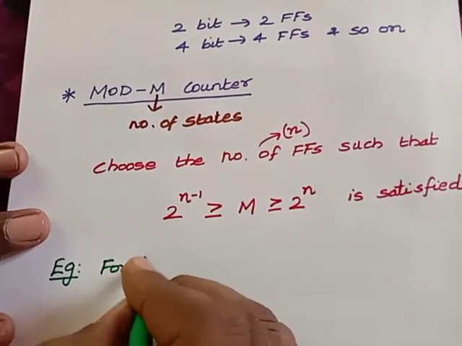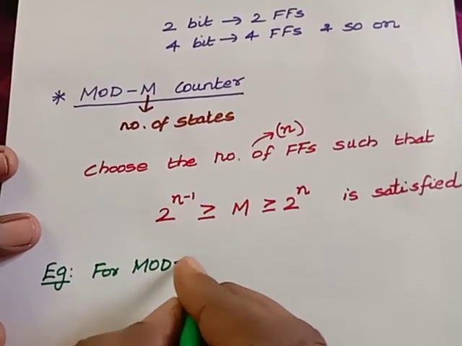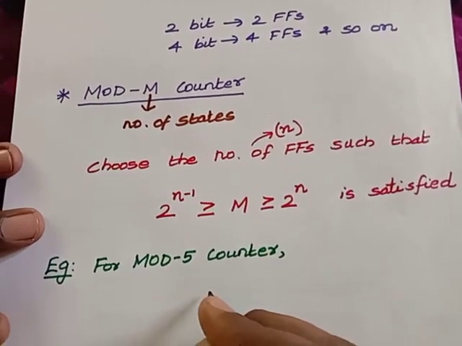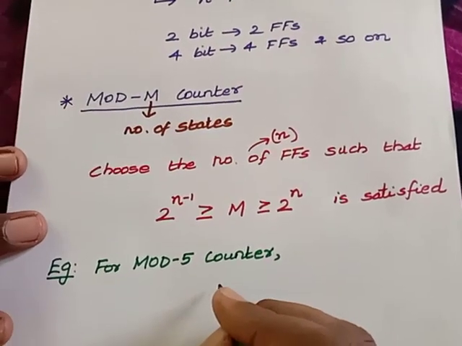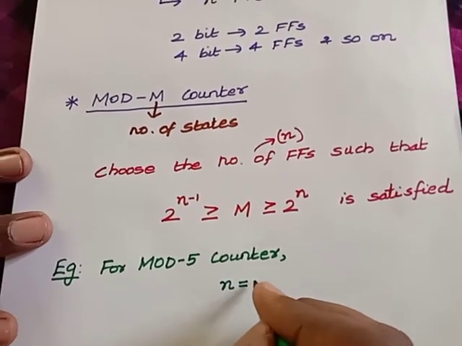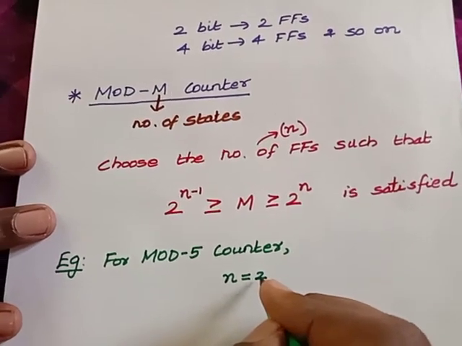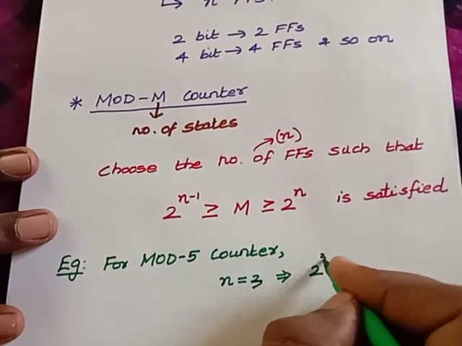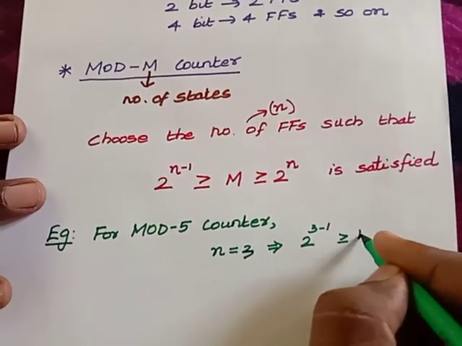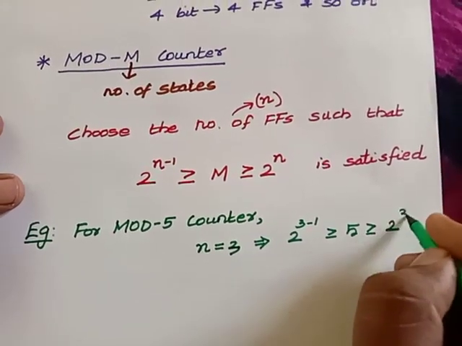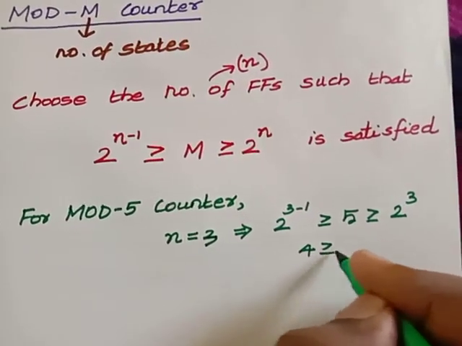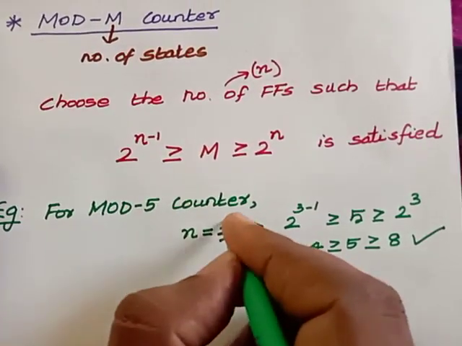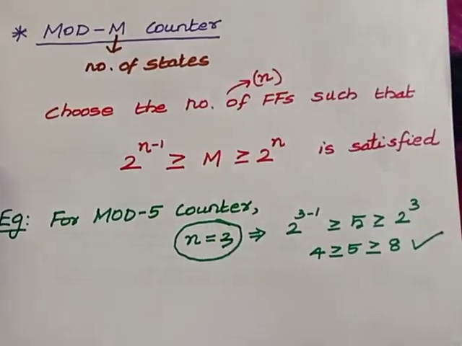Now, for example, for a mod 5 counter, which one will be apt? Suppose you try with n equal to 2, it will not work. When you take n equal to 3, what will you get? 2 power 3 minus 1, that is 4, is less than or equal to 5, which is less than or equal to 2 power 3, that is 8. So this is getting satisfied. So for a mod 5 counter, you require n equal to 3 flip-flops.